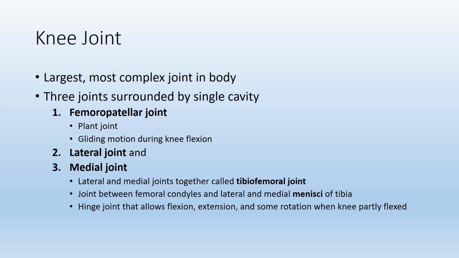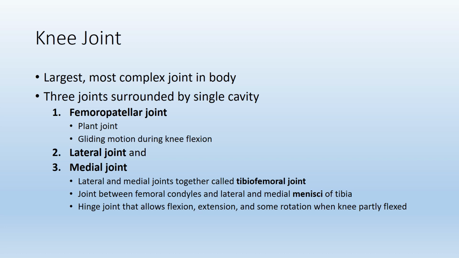These two joints are collectively known as the tibiofemoral joint, or the articulation between the tibia and the femur. Remember, the tibia is the more medial bone in the leg. It also happens to be the weight-bearing bone in the leg. The fibula, or the lateral bone, has no articulation to the femur. The medial and lateral joints, or the tibiofemoral joint, occur between the medial and lateral femoral condyles and the medial and lateral menisci of the tibia.